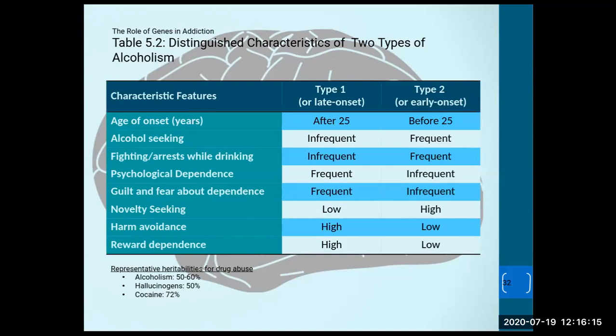So we can see at the bottom down here the representative heritabilities for drug abuse. Alcoholism seems to be 50 to 60% inherited, right? Heritability rate. Hallucinogens, being addicted to things like marijuana maybe to a smaller degree, or being addicted to LSD or things like that. Hallucinogens is about 50%, and cocaine addiction is even higher in families, 72%.